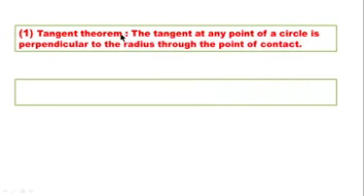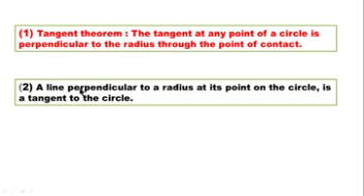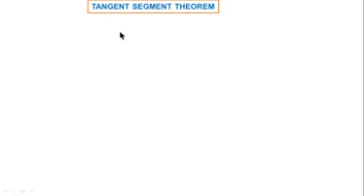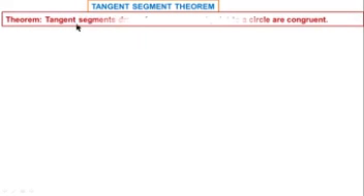First, tangent theorem: the tangent at any point of a circle is perpendicular to the radius through the point of contact. Second, a line perpendicular to a radius at its point on the circle is the tangent to the circle. Third, tangent segments drawn from an external point to a circle are congruent. We will study here the tangent segment theorem. Statement: tangent segments drawn from an external point to a circle are congruent.